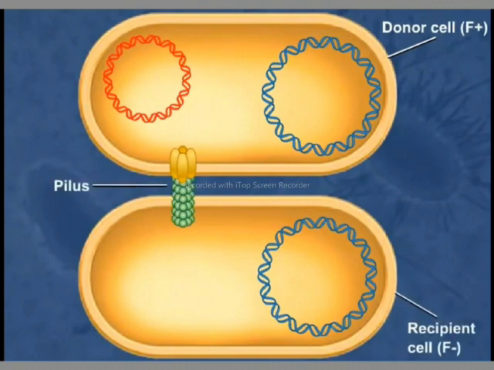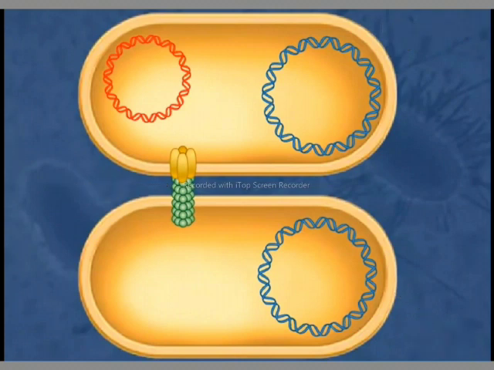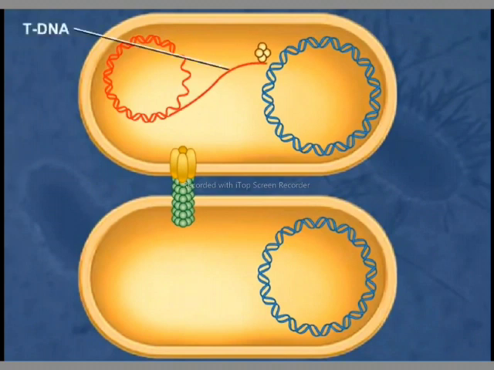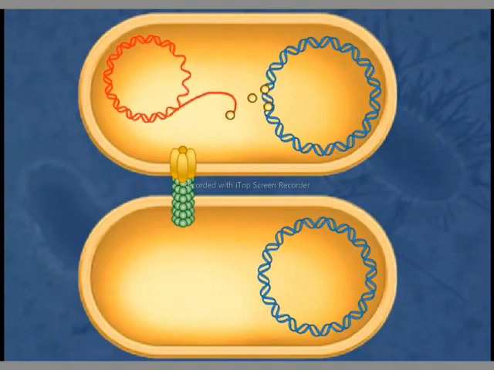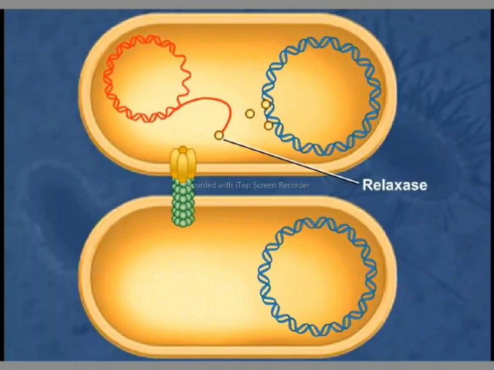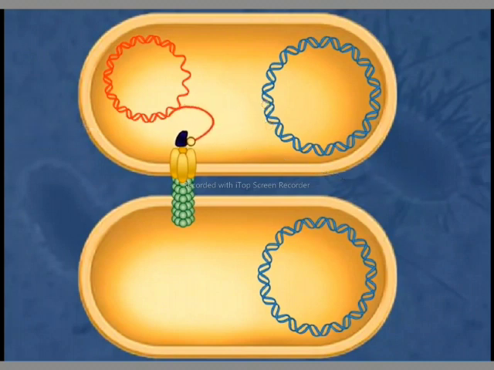To begin conjugation, the F factor is cut at a specific region called the origin of transfer by a protein assembly called the relaxosome, which associates with the strand to be transferred, or the tDNA strand. Accessory proteins of the relaxosome are released, but a portion of the relaxosome called the relaxase remains attached to the tDNA.